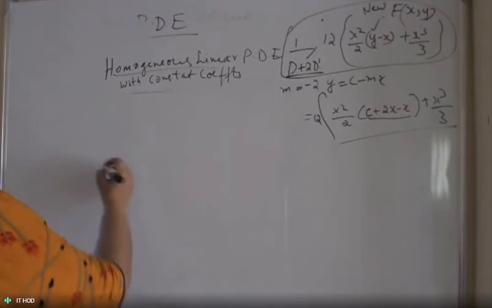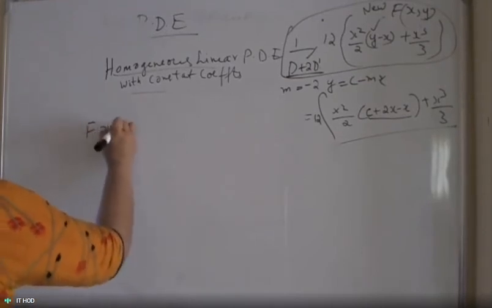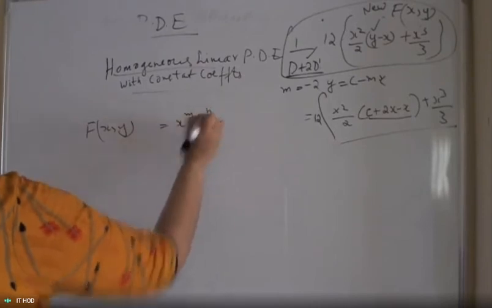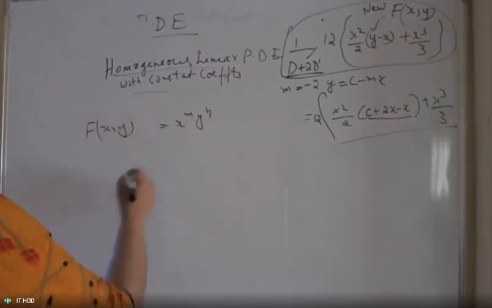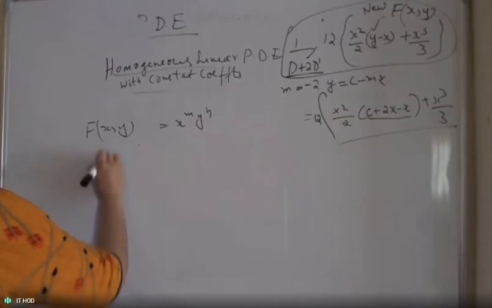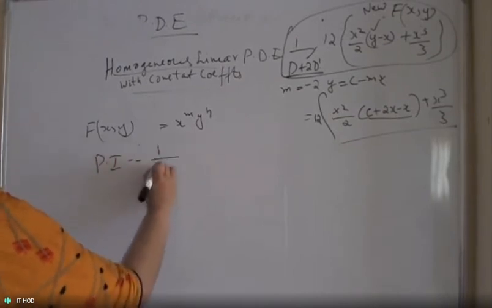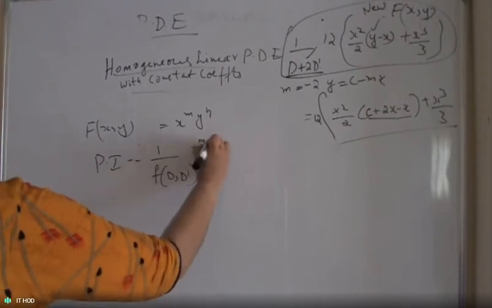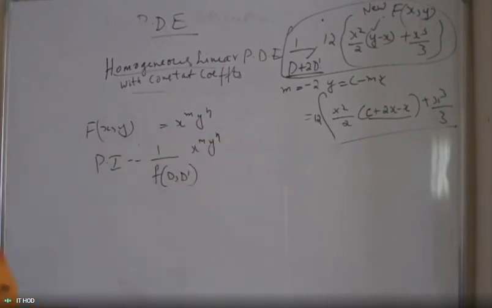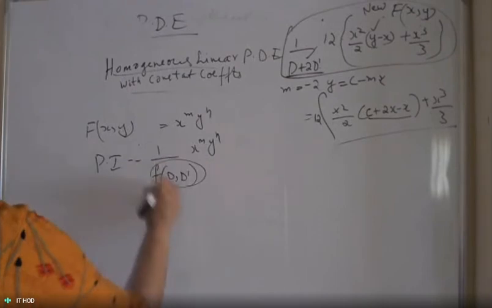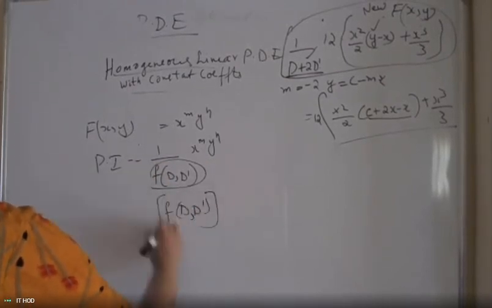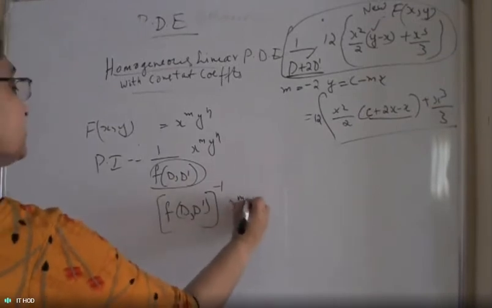Now case 3, which I didn't explain. If f of x, y is equal to x raised to m, y raised to n, what you have to do is the particular integral P.I. is equal to 1 by f of D, D dash, x raised to m, y raised to n. Here we are taking f of D, D dash to the power minus 1 times x raised to m, y raised to n.